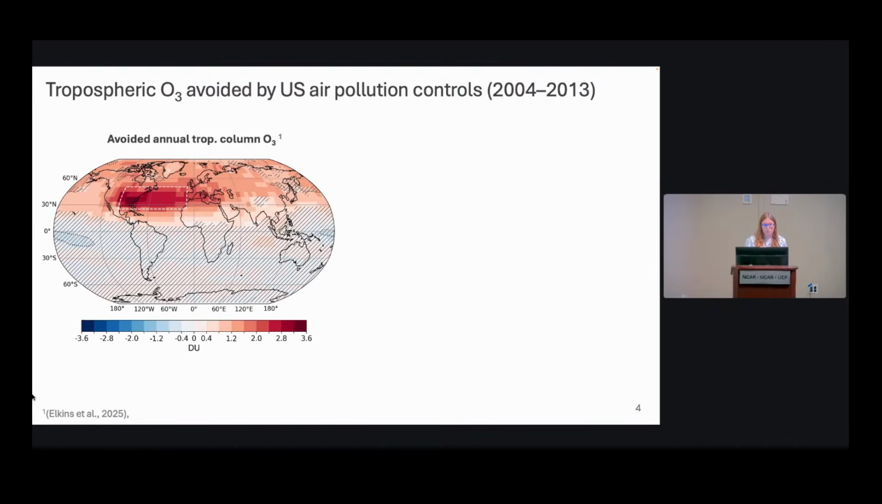Okay. From these simulations, we can estimate the avoided tropospheric ozone by US air pollution controls for this last decade of the time period. Here I'm showing the avoided annual tropospheric column ozone in Dobson units, which is calculated as the ensemble mean difference between the world avoided and historical scenarios. The hatching here represents where signal to noise is less than 1, where noise is 2 standard deviations of a distribution of decadal internal variability that we sample from our initial condition ensembles. You can see that the signal is robust to internal variability across most of the northern hemisphere. The signal is largest over the eastern US and downwind over the North Atlantic Ocean.